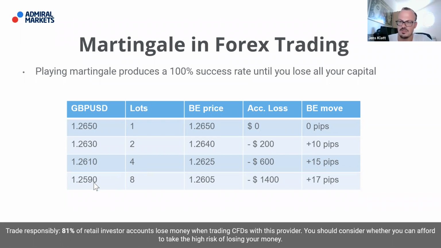So it drops to 25.90. So now it might be 8 lots. When playing Martingale or trading such a simple grid system, what we do is we add another 4. We double down on our position size, which is 4, which brings our average price down now to 26.05.